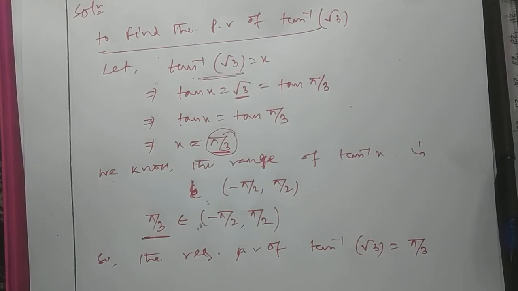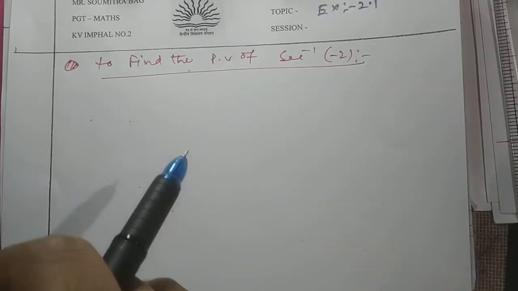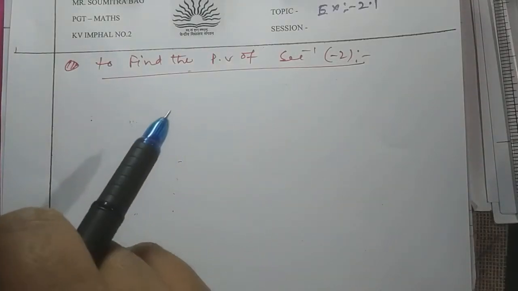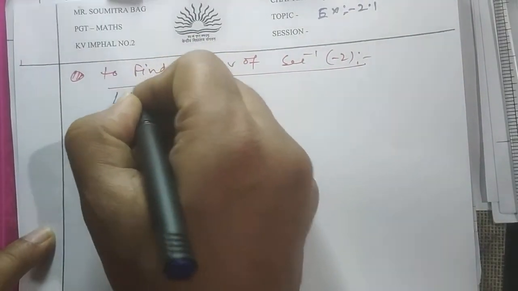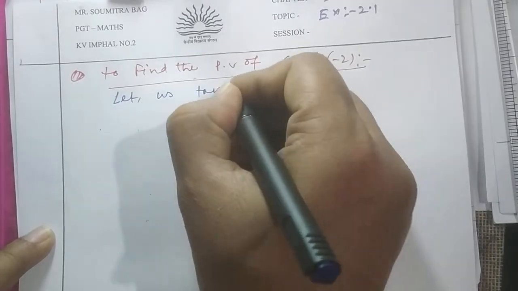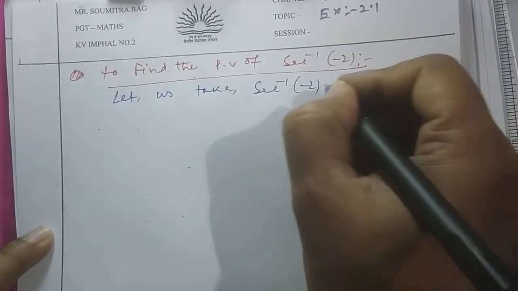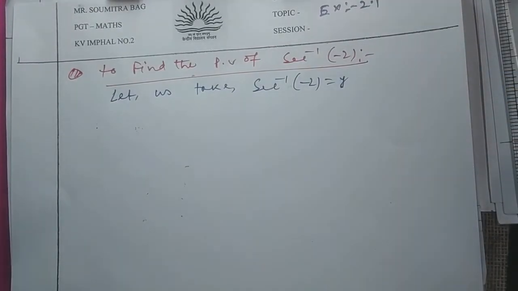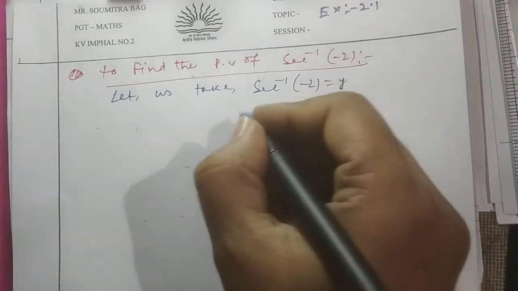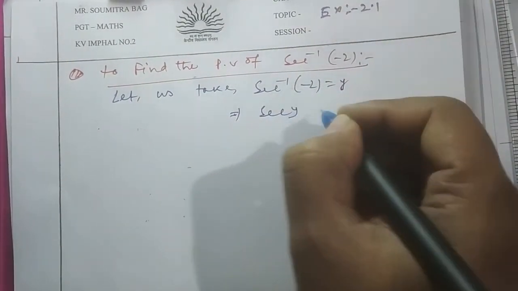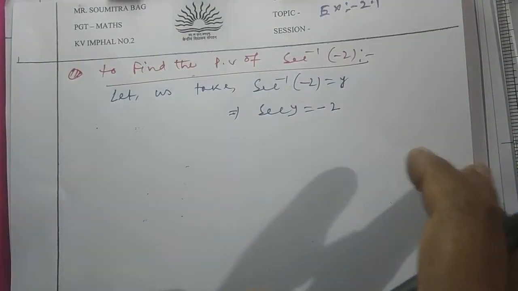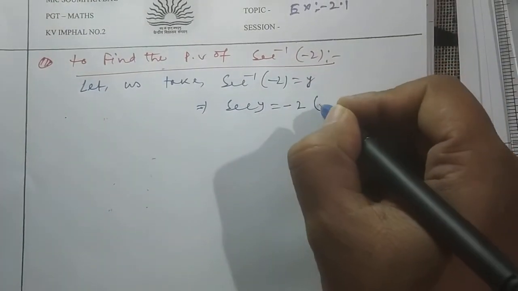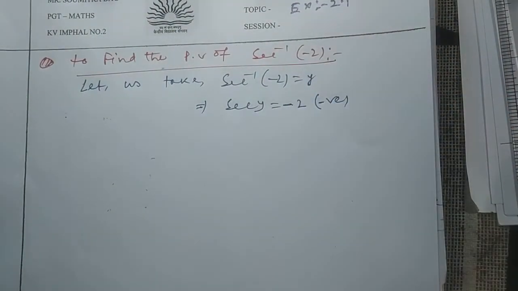Now let us find the other PV. Now let us find the PV of sec inverse minus 2. Let us proceed in a similar manner. Similarly, let us take sec inverse minus 2 as y. Don't take x again, take another variable y. So from here we can say sec y will be minus 2, correct? So ultimately we have got sec y equal to minus 2, which is negative.